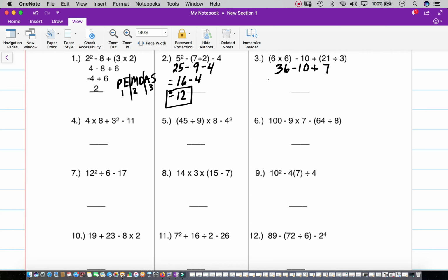Now we have addition and subtraction, so we can finish this problem from left to right. So it's 36 minus 10, which gives us 26, plus 7. So it's 26 plus 7, which gives us 33.